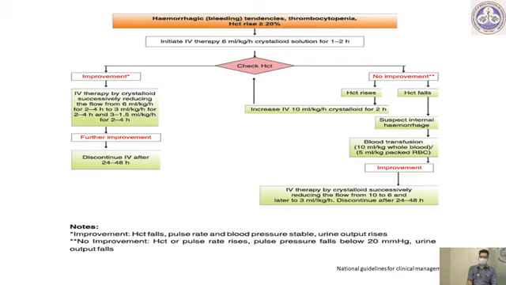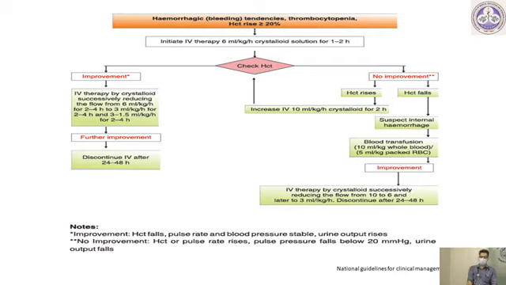If the patient is improving in these parameters, the fluid can be tapered down accordingly, and fluid should be given initially at 10, then 6, then 3, then 1.5 ml per kg per hour for 2 to 3 hours, and can be tapered and discontinued around 24 to 48 hours.